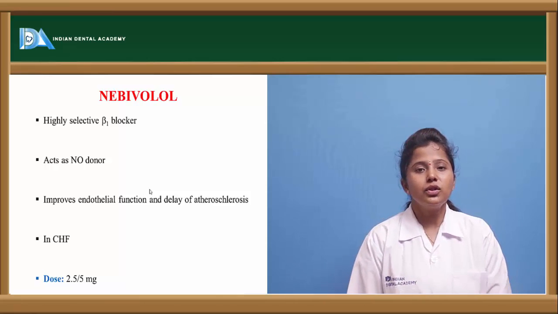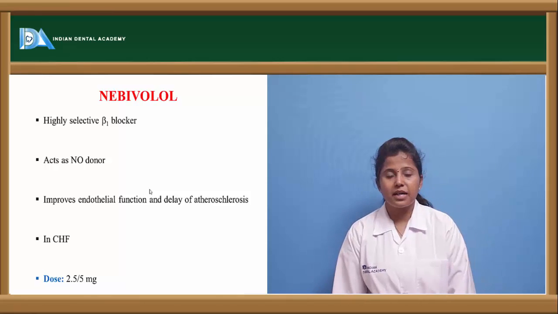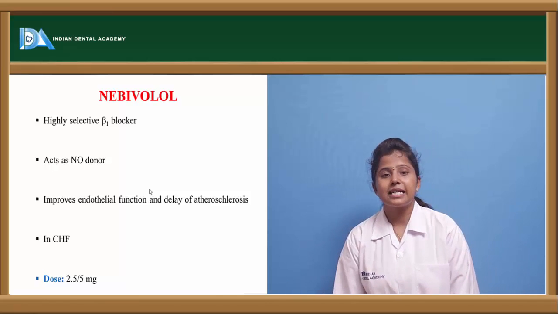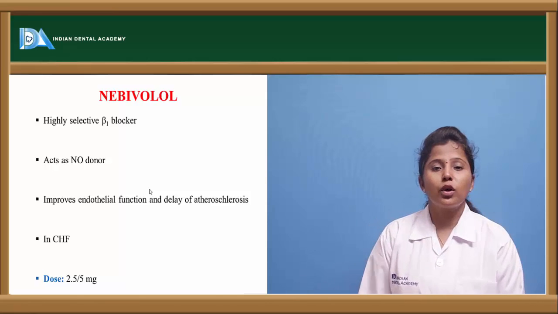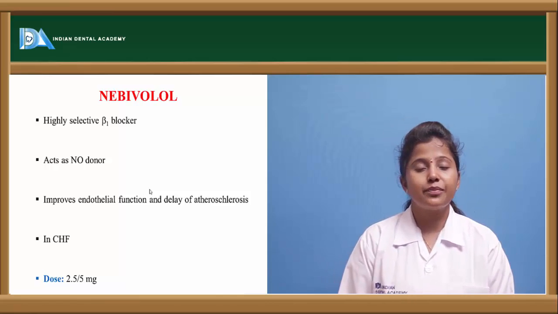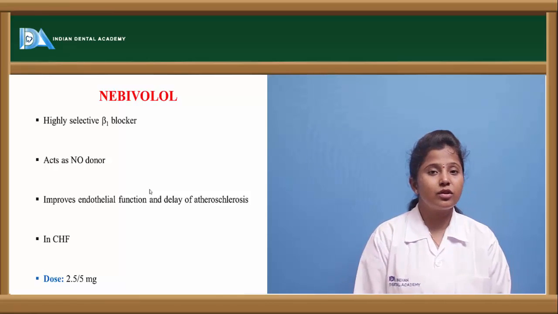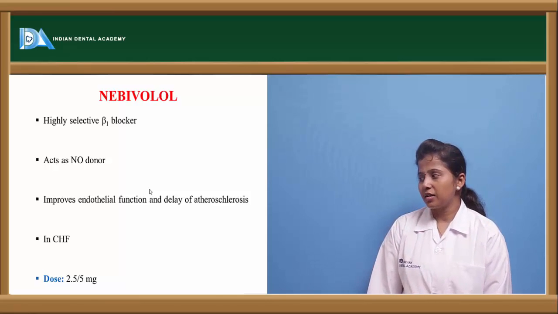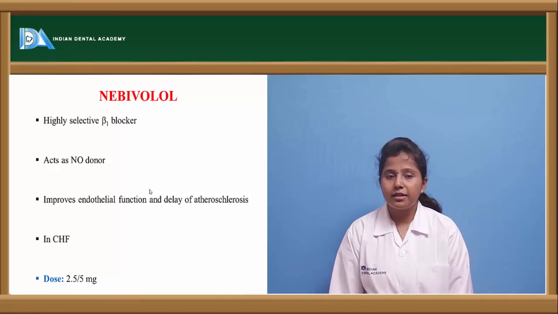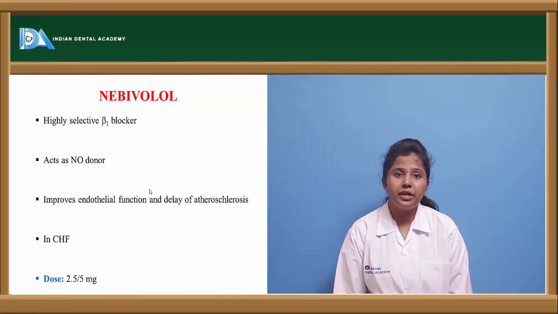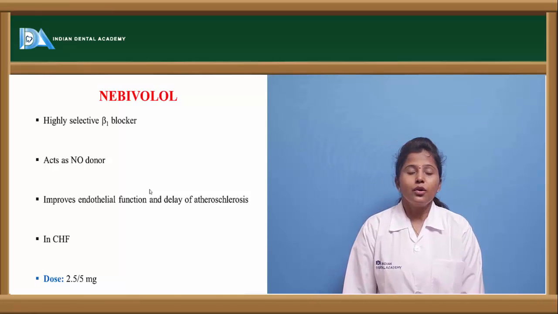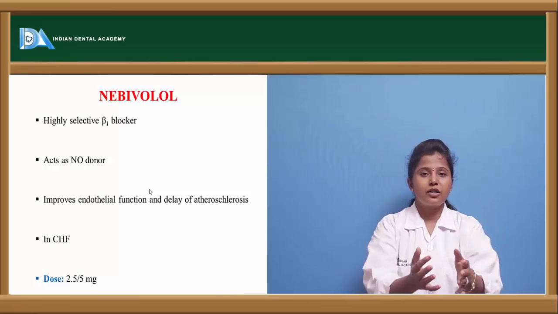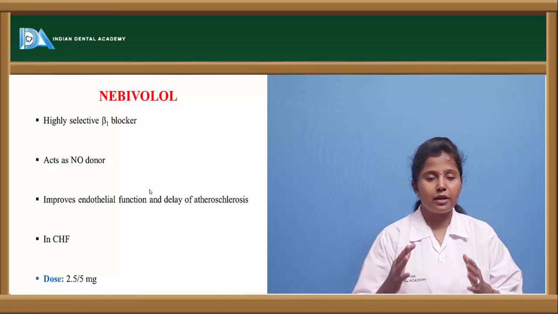The other drug is nebivolol. Nebivolol is a selective beta-1 receptor antagonist or beta-1 blocker, and it also acts as an NO donor. So what does it do? It aids in increasing the nitric oxide levels in the blood circulation, and that is the reason it is recommended in atherosclerosis. In atherosclerosis, it improves endothelial function and delays atherosclerosis.